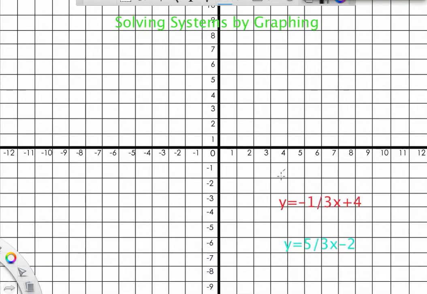So the first equation, the one that's written in red, the m, or slope for this equation, equals negative 1/3. Sorry, that doesn't look like a 3, but it's negative 1/3. The b is a positive 4.